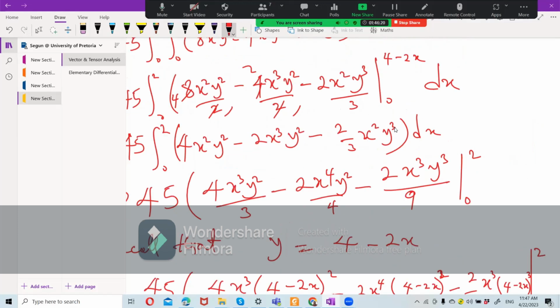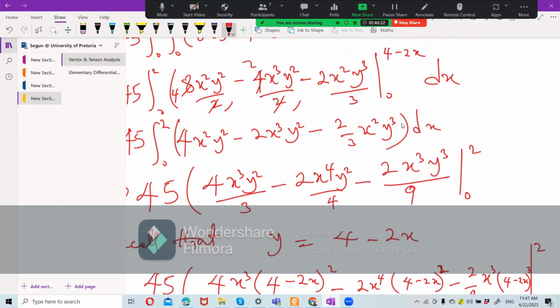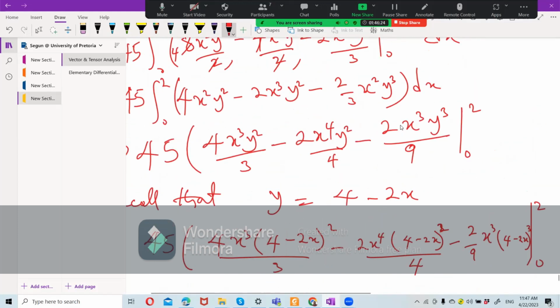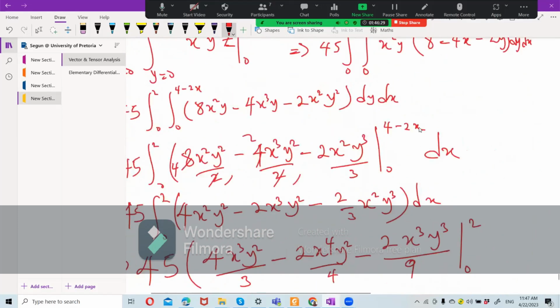Yes, sir. We substitute the upper limit. That's x. We substitute 2, which is the upper limit, for the value of x. Now, please, let's do it.